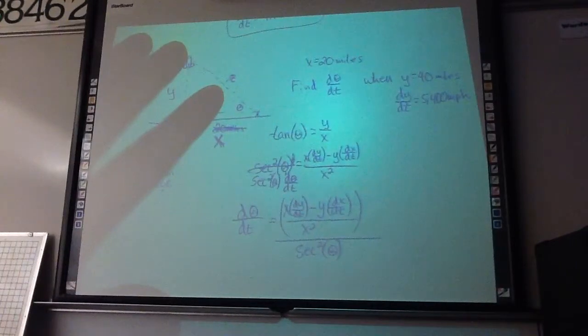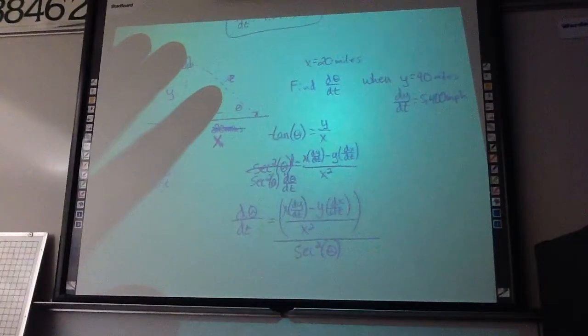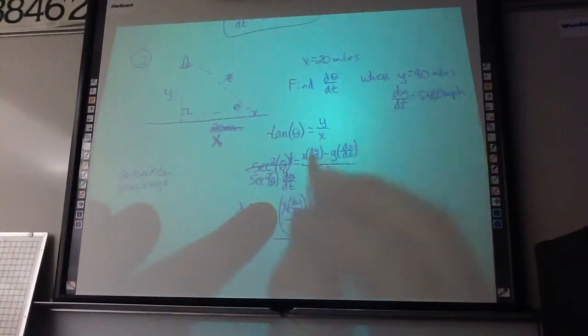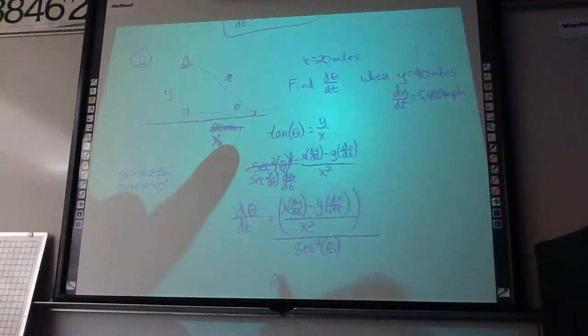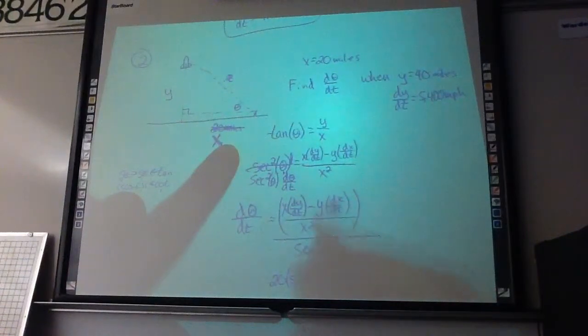54. Oh, why? I didn't get that. Minus 0. I'm going to plug in this stuff. X is 20 times dy dt, 5400. Minus 0, right? Because that's just 0 times... Oh, that's where I went wrong. Over x, negative 40 squared, times 0 is 0, not 40. 400, all divided by the secant squared of, oops, I need theta.